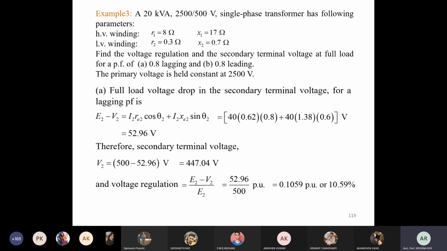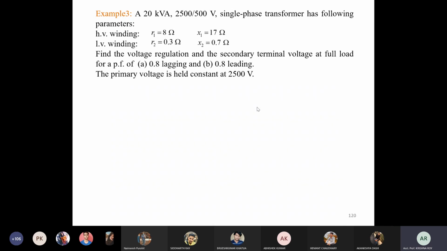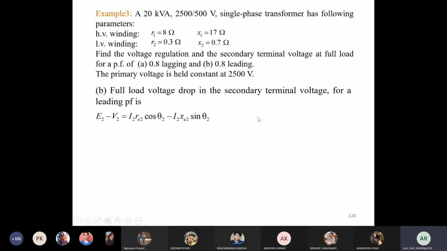Okay. Now for question number B, 0.8 leading power factor. So here, what will be the modified formula for calculating this secondary terminal voltage? Negative sign will be introduced, sir. Yes, this plus sign here, this will be negative. Okay, the rest of the things remain same. So calculate using this formula.